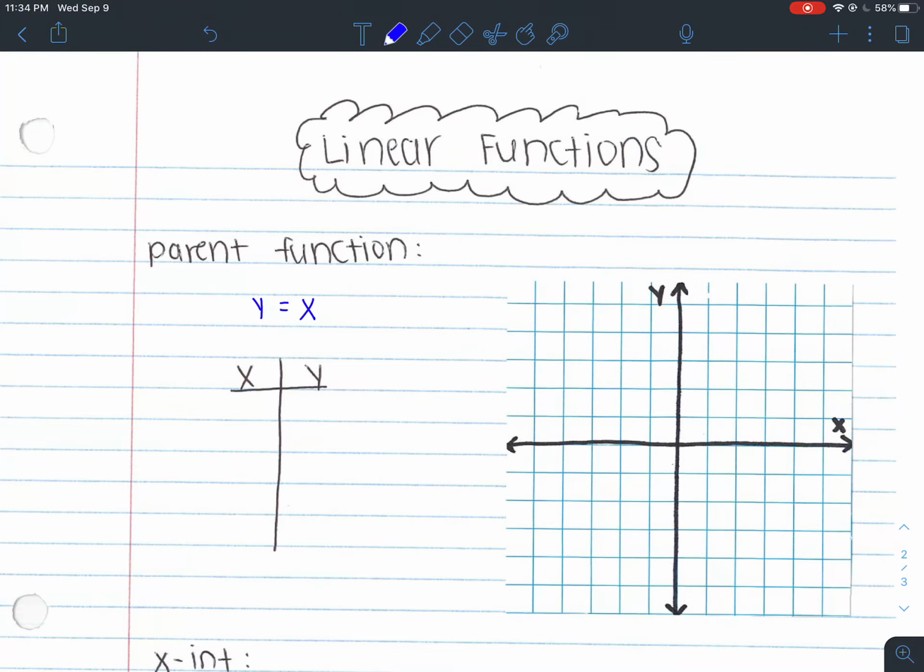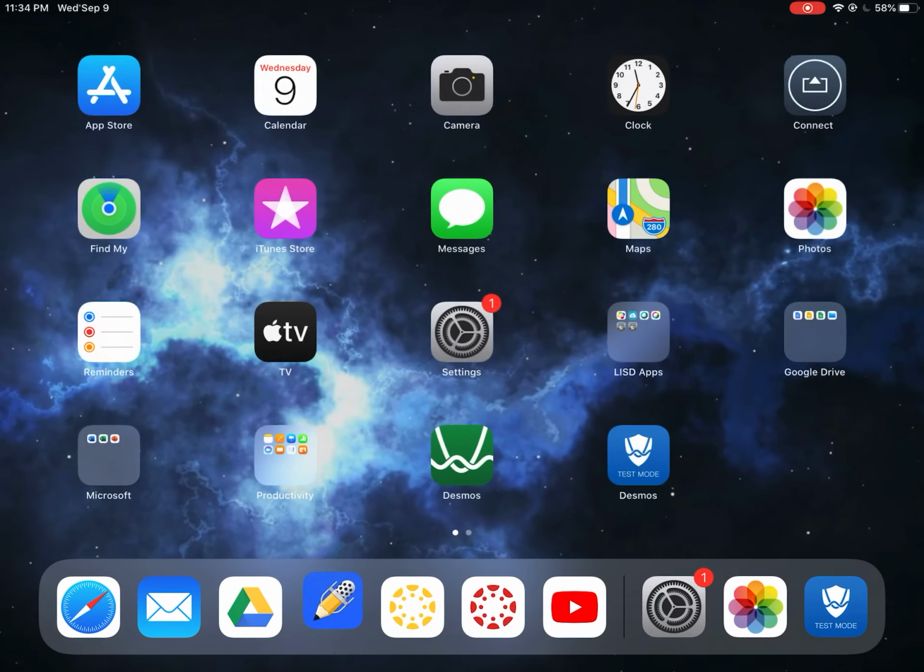Now, I do have a separate video for graphing with a graphing calculator, but because our resources are limited right now, we're going to use Desmos. So I'm going to be graphing in this video using Desmos. So if you don't have Desmos, it might be a good idea to get it.